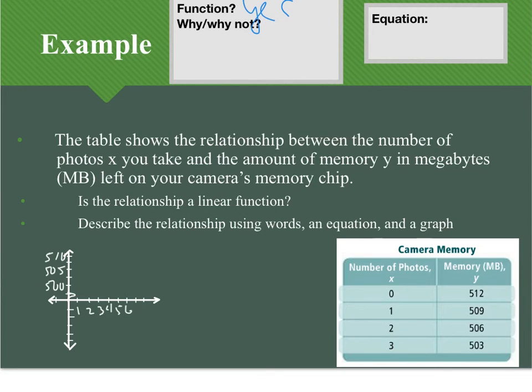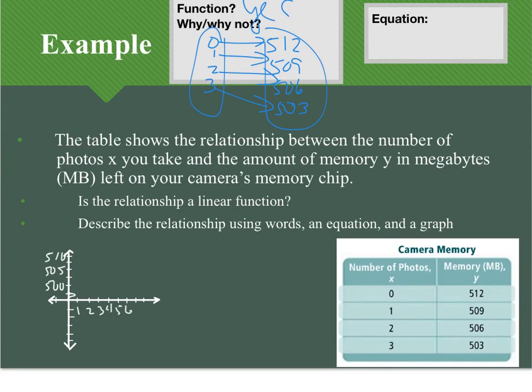And why or why not? This is a function because when you map these, you can see that our x variables each go to a single y. For each x, goes to only one y.